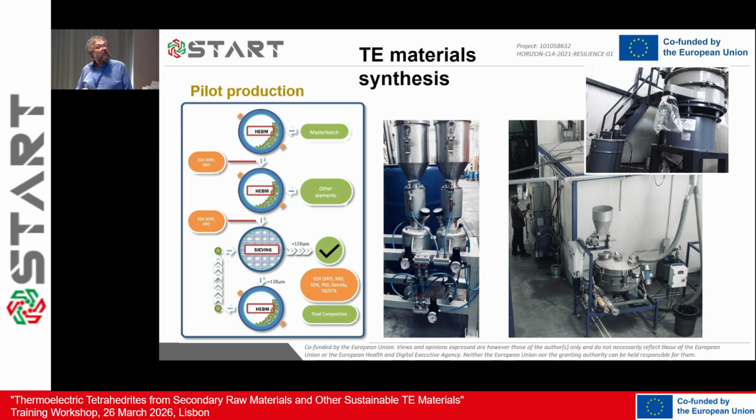Then, of course, we have sieving, and we have possibly another ball milling step for the coarse fraction, in order to get more efficient in the overall powder production route. You can see here different equipment for sieving, for the ball milling itself, and for the filling of the milling chambers.